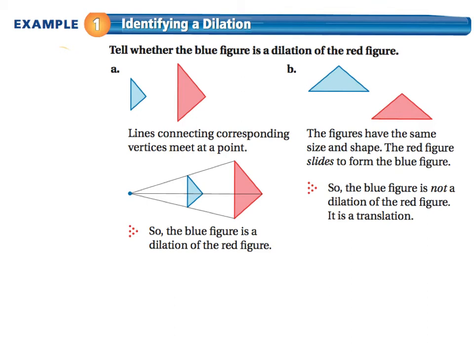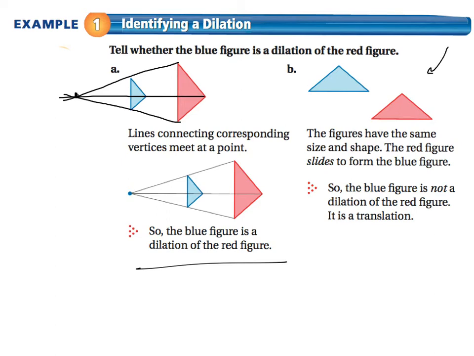The first part is fairly easy. Tell whether the blue figure is a dilation of the red figure. Well, if you look at A, this is what you need to do. If you connect the lines, like if I just start here, red figure is a dilation of the blue figure. So that means we go this way. If you connect them, if you use the ruler, you would notice that all three of them connect at a point. Therefore, the blue figure is a dilation.